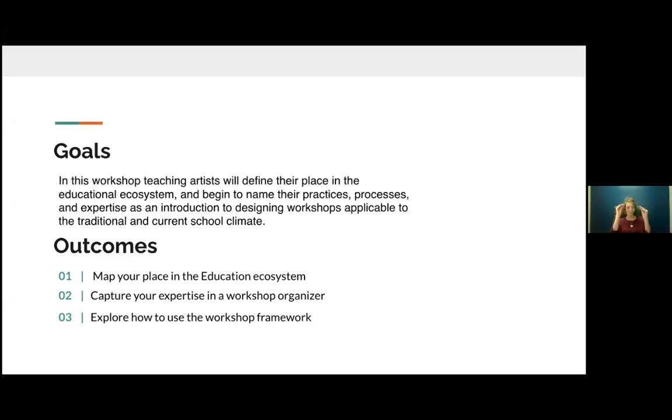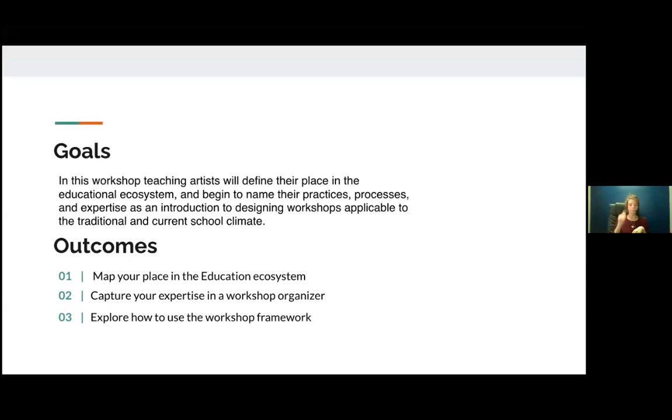My background is in fine arts, and I started working in education probably in 2003. So it's nice to be amongst people that speak the same language and feel the same things. So our goals today in this workshop, we're going to talk about mapping your work. So the first part is where you fit in this educational sector ecosystem, and then thinking specifically about your own work.